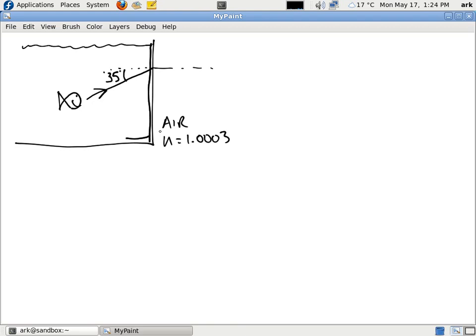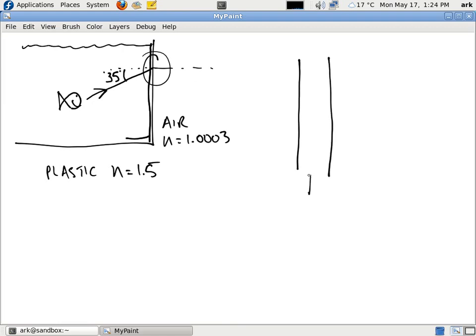Now, the question says basically a thick sheet of plastic where the index of refraction n for the plastic is 1.5, the side of an aquarium. The light reflected from a fish in the water has an angle of incidence of 35 degrees. But what angle does the light enter the air? So if I blow this up and make it thicker, here is the plastic, here is the air, and here is the water.